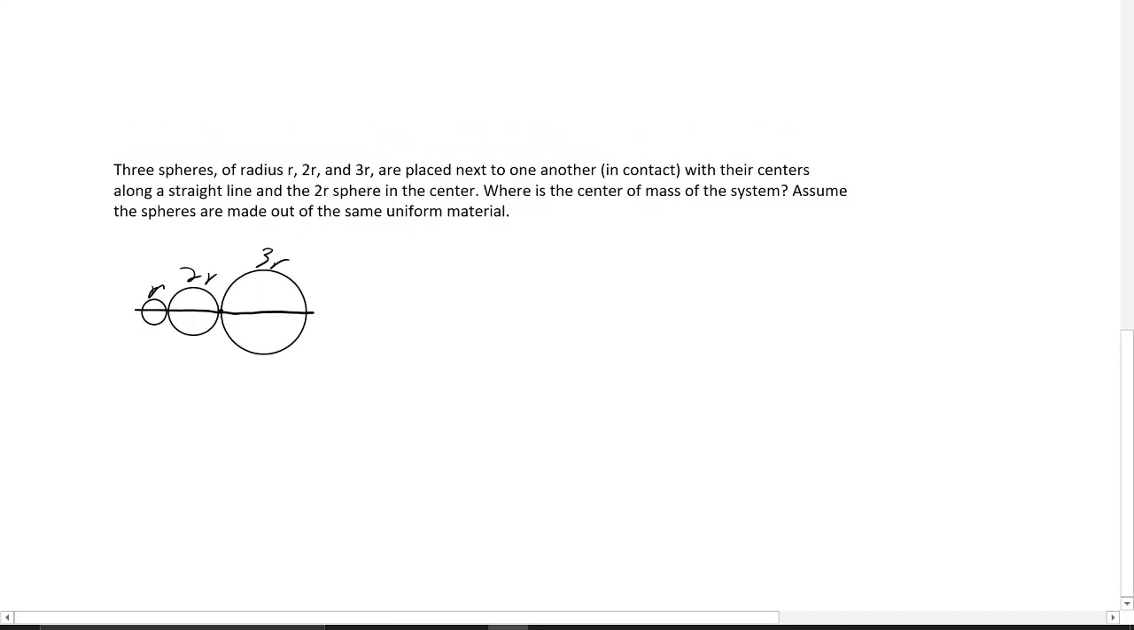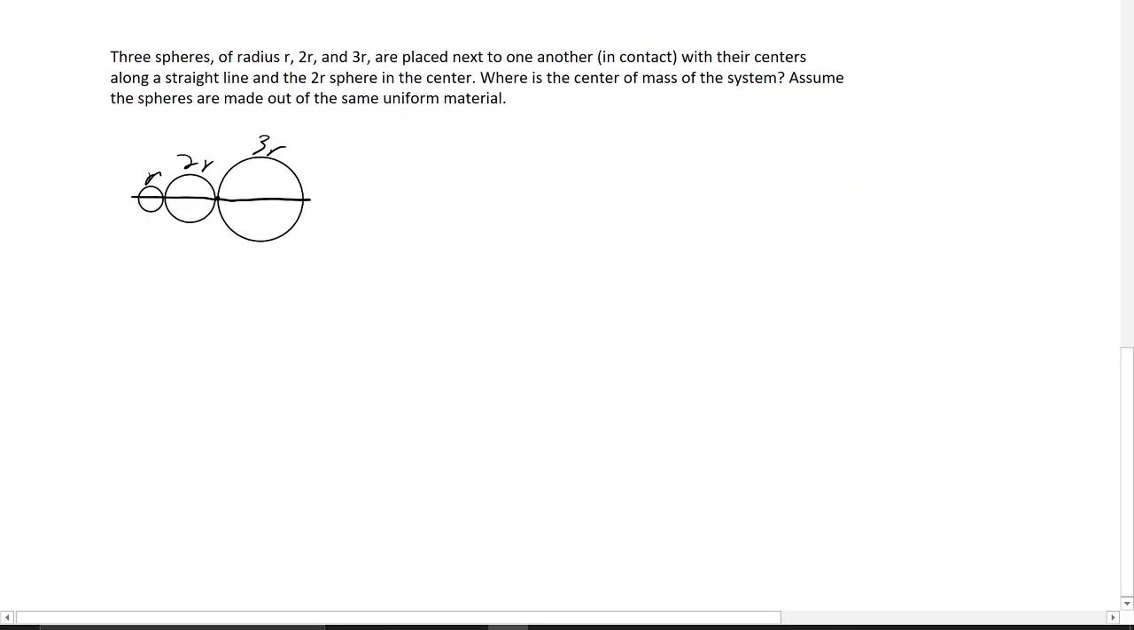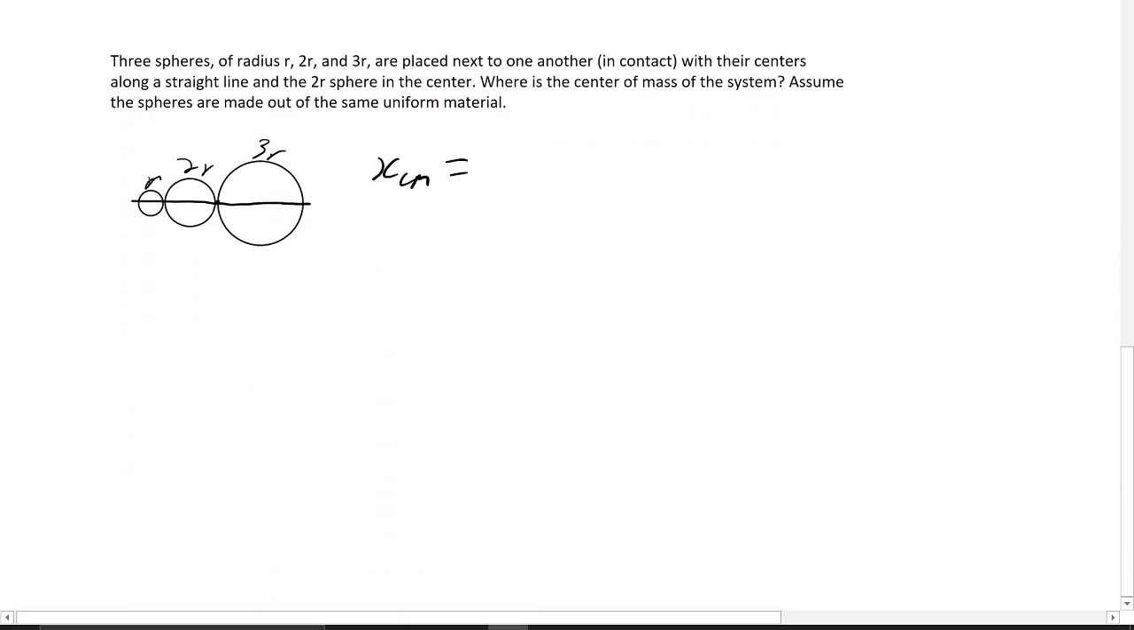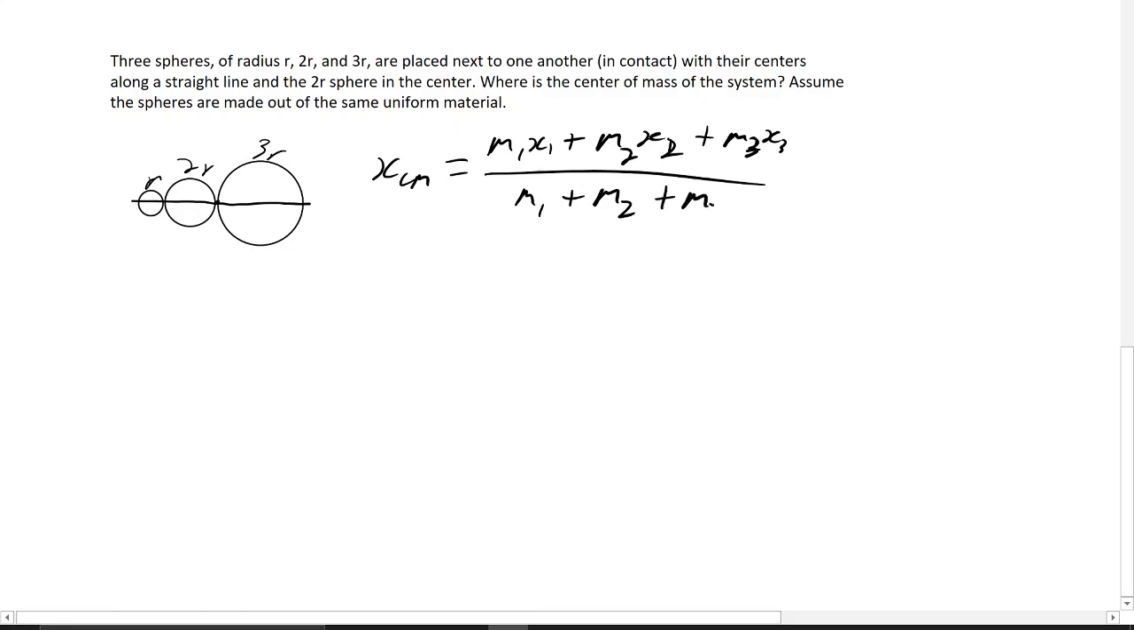So, doing the question, we're looking for x of center of mass. So xcm equals, take our formula from before, m1 x1 plus, and in this case there are three objects, so we have m2 x2 plus m3 x3, divided by m1 plus m2 plus m3.